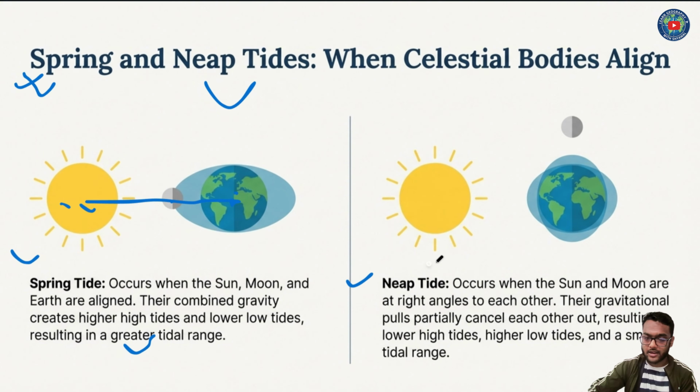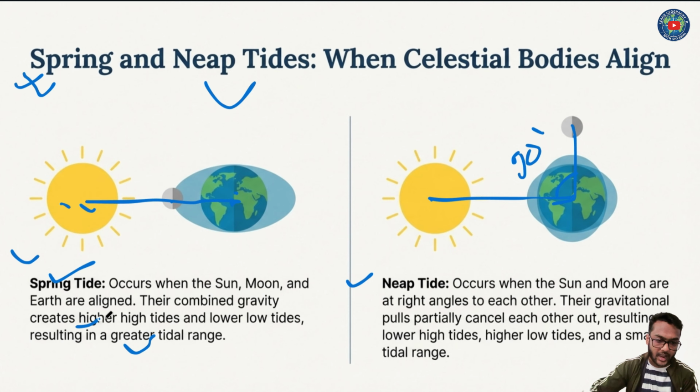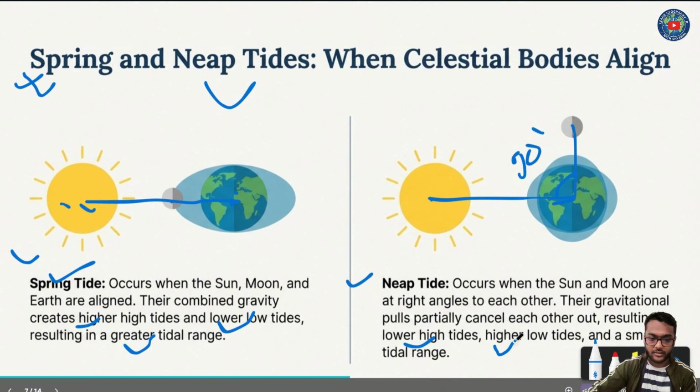On the other hand, neap tide occurs when the sun and moon are at right angles to each other. Right angle means 90 degrees. Their gravitational pulls partially cancel each other out, resulting in lower high tides and higher low tides and a smaller tidal range. Spring tide creates higher high tides and lower low tides, while neap tide creates lower high tides and higher low tides. It's the opposite: spring has a greater tidal range, while neap has a smaller tidal range, meaning a smaller tidal difference.